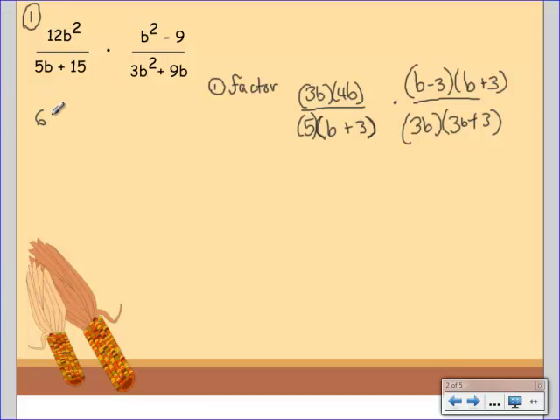Now notice with 12b squared, I had a lot of factors. I could have chosen 6 times 2b squared. I could have chosen 6b times 2b. I mean, there's a lot. But I kind of factored everybody else to see what I'm going to have to force 12b squared into factoring. Now, the b plus 3's cancel out. I can cancel any numerator with any denominator.